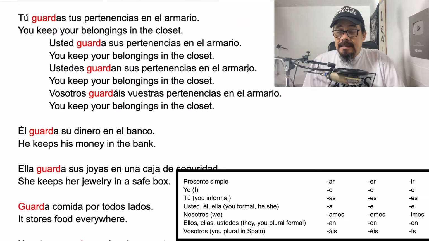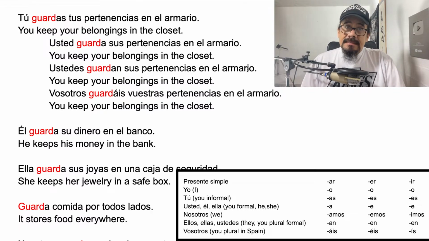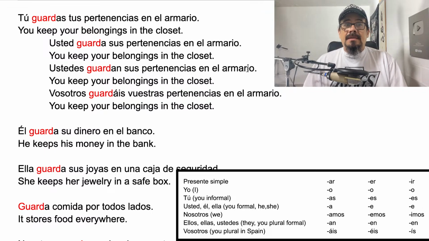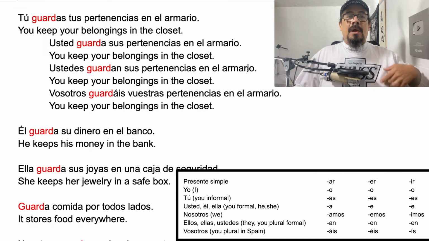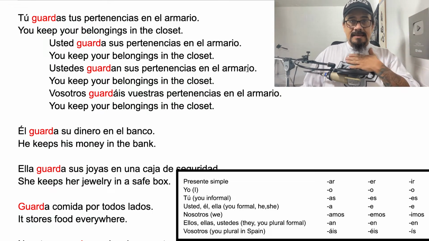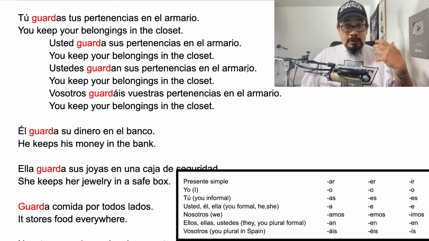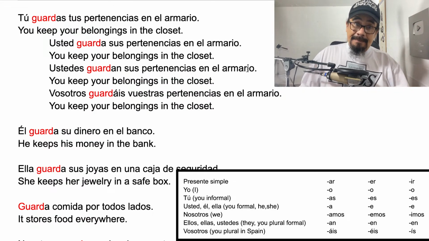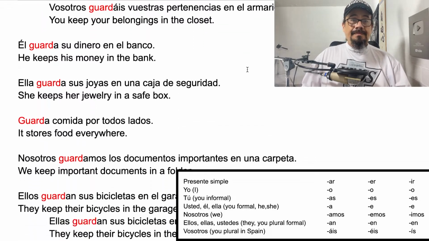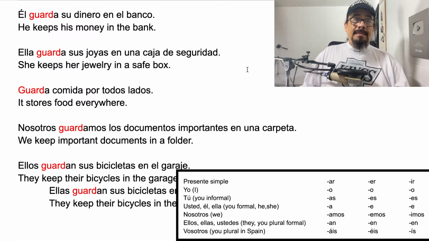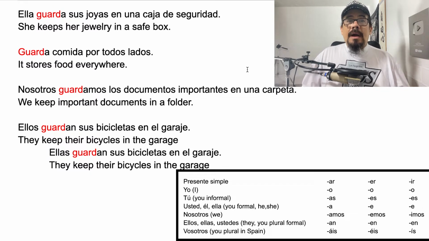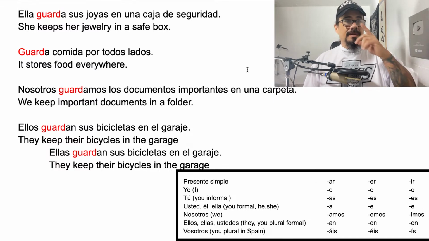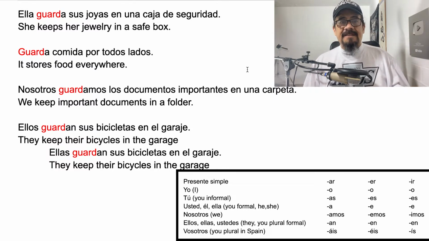Tú guardas, singular, informal, close. Tus pertenencias en el armario. You keep your belongings in the closet. Usted guarda sus pertenencias en el armario. Singular, formal. Ustedes guardan sus pertenencias en el armario. Plural. Vosotros guardáis vuestras pertenencias en el armario. Spain, plural. Él guarda su dinero en el banco. He keeps his money in the bank. Ella guarda sus joyas en una caja de seguridad. She keeps her jewelry in a safe box.